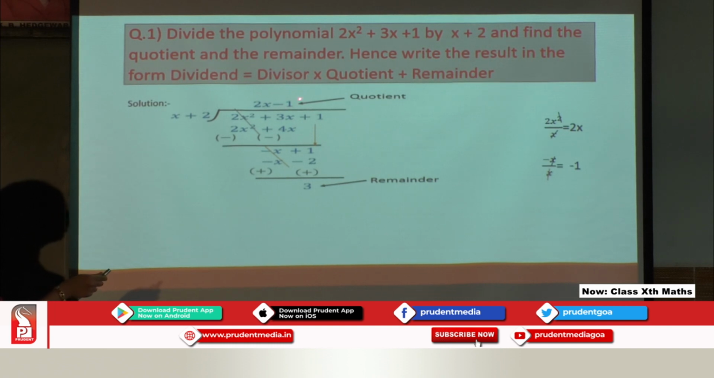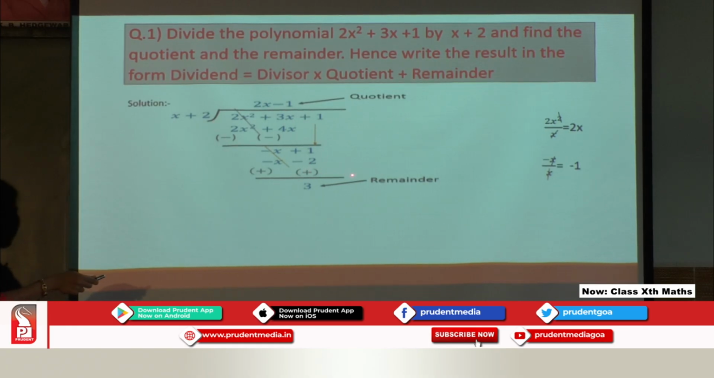So next step, we should not consider the first term of the quotient now. Now only we should take the second term of the quotient, that is minus 1. This minus 1 we should multiply by the entire divisor. So minus into plus is minus, x 1s are x, again plus into minus is minus, 2 1s are 2.